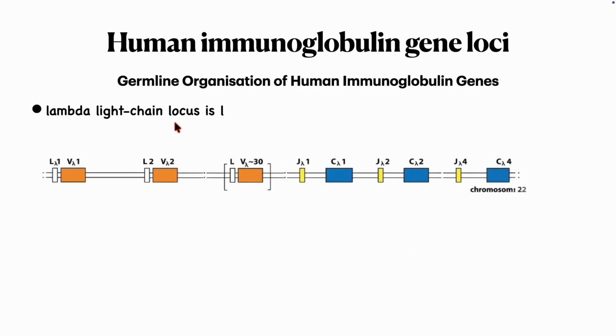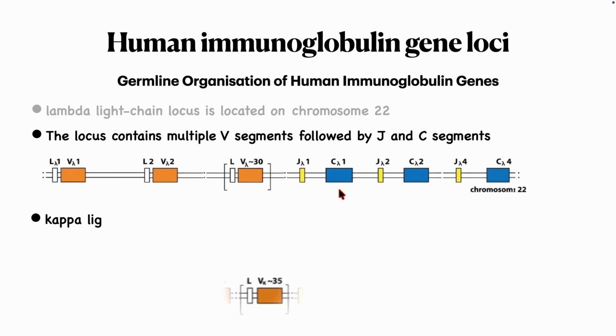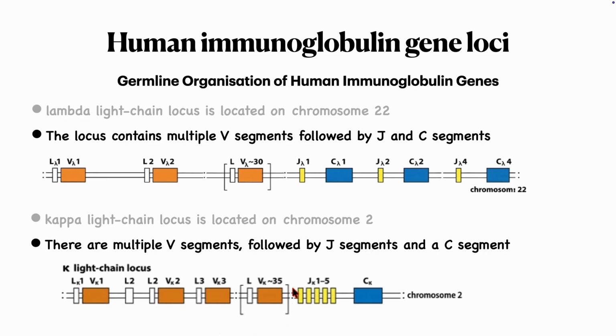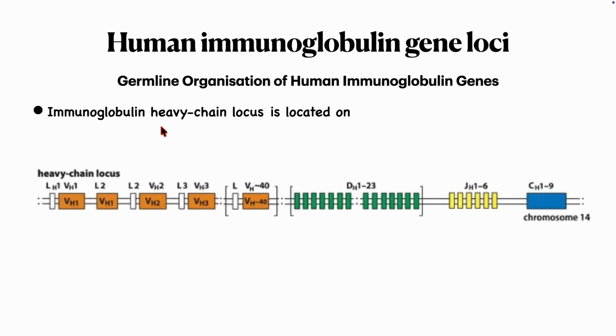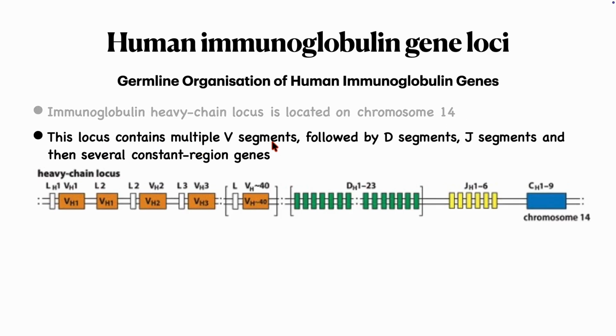The lambda light chain locus is located on chromosome 22 and the locus contains multiple V segments followed by J and C segments. The kappa light chain locus is located on chromosome 2. Again, there are multiple V segments followed by J segments and a constant region segment. Finally, the immunoglobulin heavy chain locus is located on chromosome 14. This locus contains multiple V segments followed by D segments, J segments, and several constant region genes.